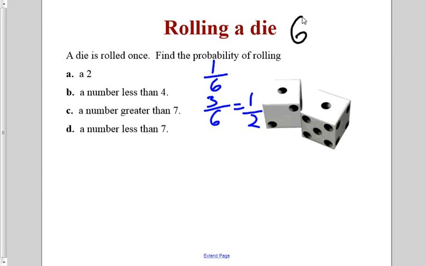Now, see a number greater than 7 on a die. So, there are 6 possible outcomes. 7 is not an option. So there's absolutely no way I could get a number greater than 7. The answer is 0. And for part D, finding that a number is less than 7, well, 6 numbers on a die are less than 7. There are only 6 possible outcomes. Probability of that occurring is just 1.